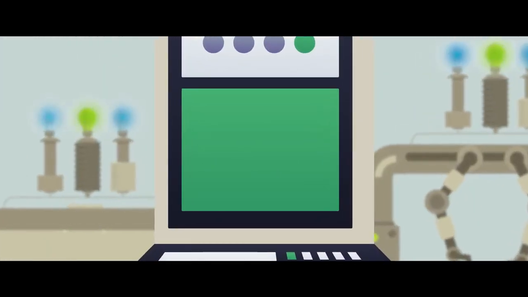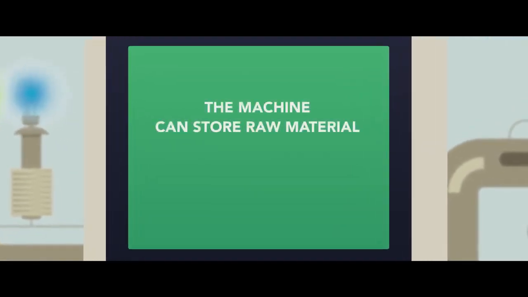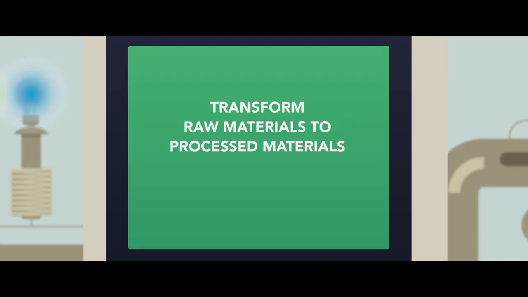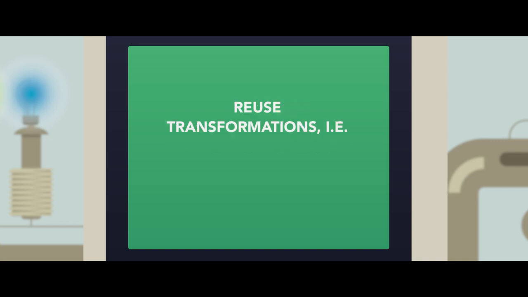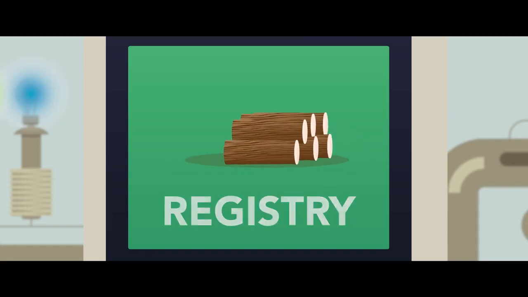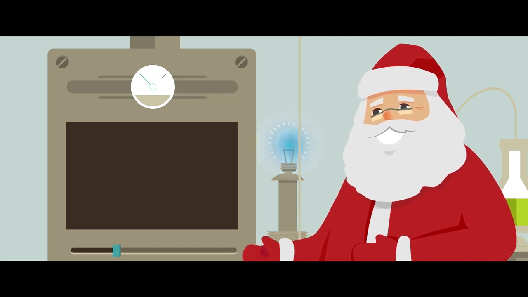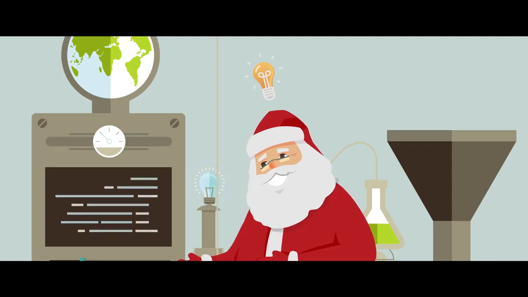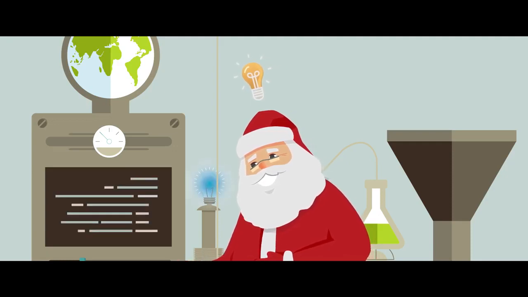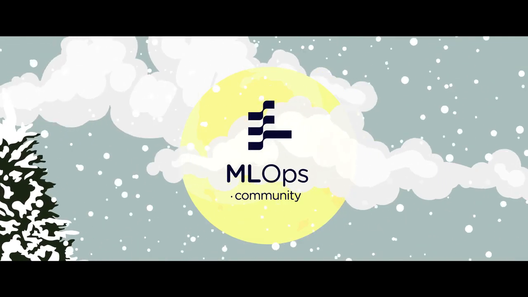Before we go, let's dive into this magic machine's capabilities a bit more. The machine can store raw data or store raw materials. It can transform raw materials into processed materials. It can reuse transformations, i.e., once it turns a tree into wood once, it stores that transformation process in a registry, and then it can reuse that transformation as it sees fit. And last but not least, this magic machine will also allow Santa, you, to monitor and track the transformation process in order to learn from it. So there you have it, a very feature store kind of Christmas.